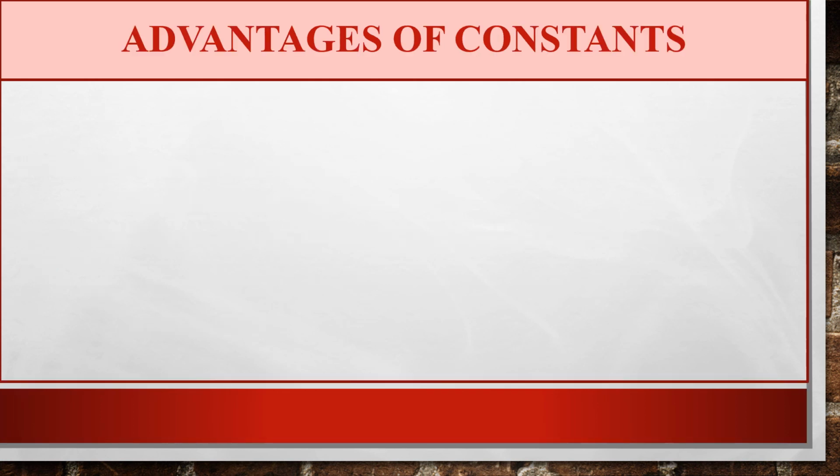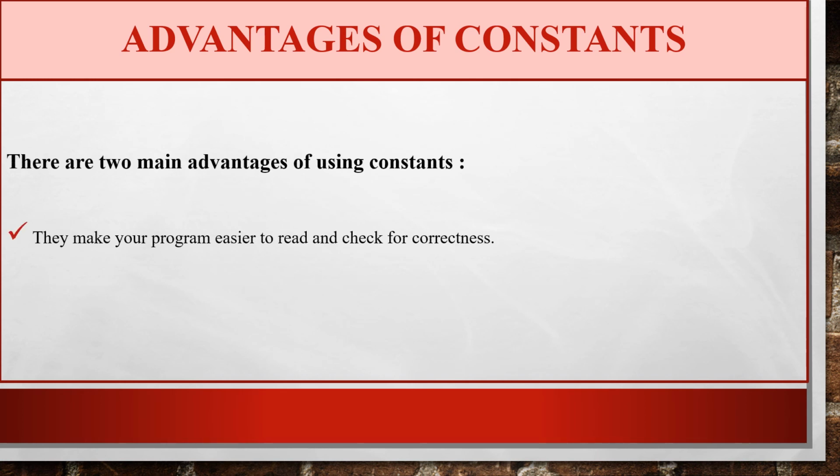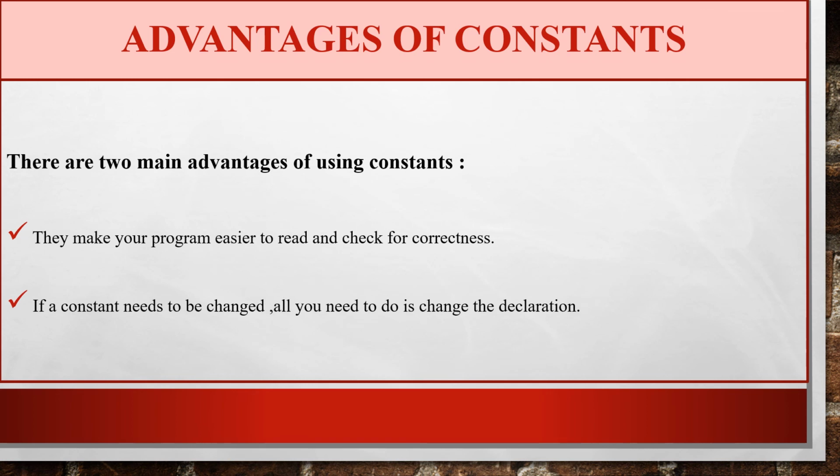Next one is advantages of using constants. There are two main advantages of using constants. First one is they make your program easier to read and check for correctness. And second, if a constant needs to be changed, you have to only go and change the declaration part. That means you may simply change the value of the constant there in the declaration part, and rest everywhere you will get the changed value. So these are the two important advantages of using constants.